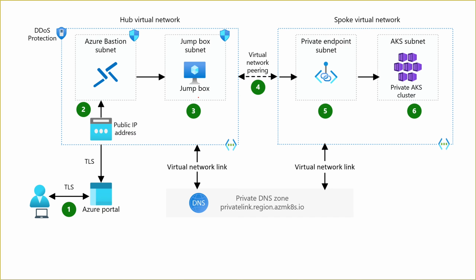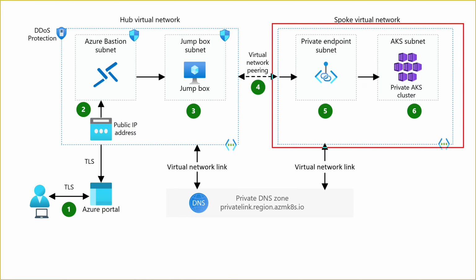So if you take a look, in the red box on the right side is our AKS cluster. And if we make the cluster private, then it automatically creates a private endpoint that's attached to the subnet of the AKS. And it also creates a DNS zone.